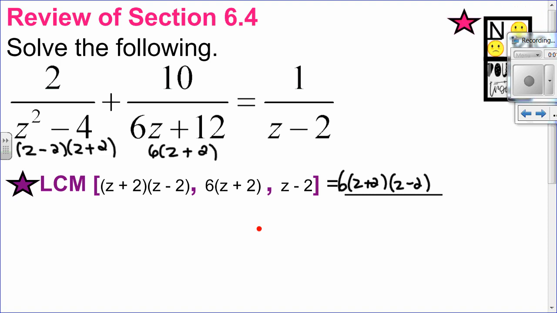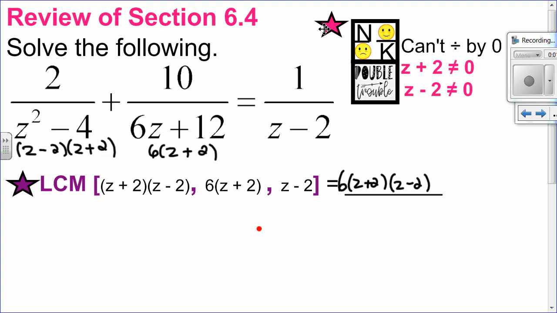Let's now talk about the restrictions. We have two factors, so double trouble. Notice that I don't necessarily need the 6 with the z plus 2 because my first step would be to divide both sides by 6, getting rid of it anyway. So here, opposite of a plus 2 is a minus 2, and opposite of a minus 2 is a plus 2. So my restrictions are that z cannot be plus or minus 2.